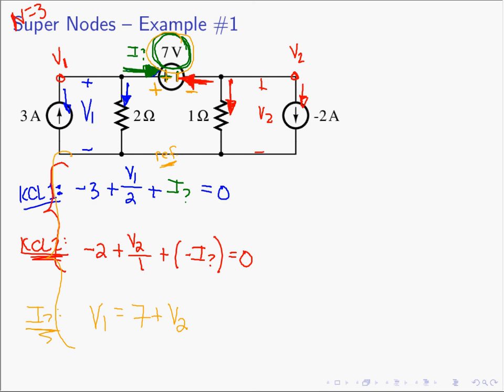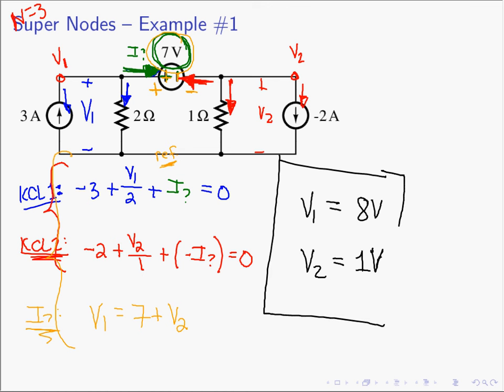And now we have 3 equations and 3 unknowns, and we can solve these. Use whatever method you want: back substitution, matrix inversion, Cramer's rule. When you solve these, you'll find V1 is going to be 8 volts and V2 is going to be 1 volt. And once you have that, you can now find any voltage or current you want in the circuit and any power you may need. So in this case, you've kind of busted it open.